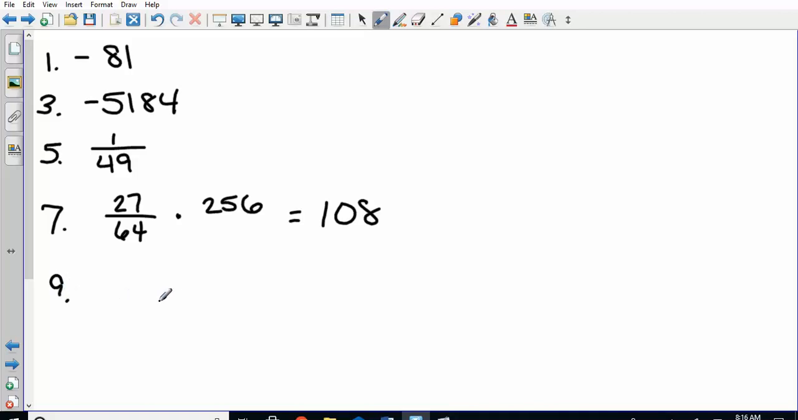Number 9, what is -5 to the 0 power? 1. And so then you have a -5 over -5 to the -2. So if you bring that up, you get -5 cubed or -125. Are we okay on those?